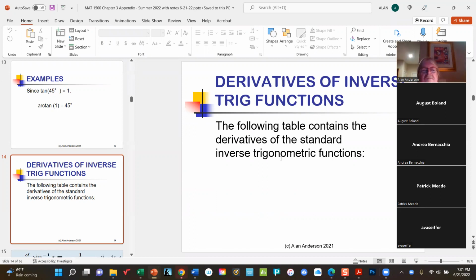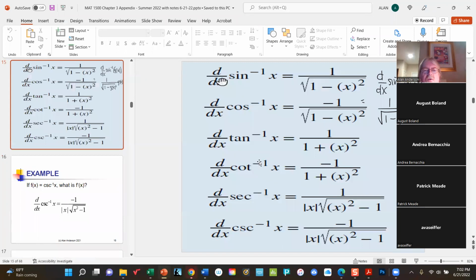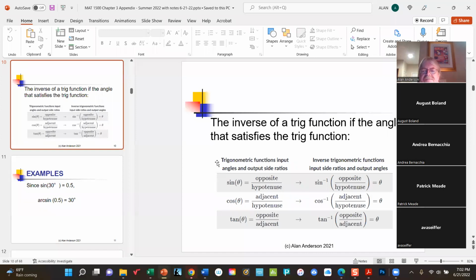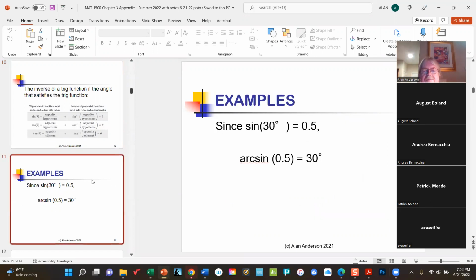So anyway, just a quick review. We were looking at how to take derivatives for the inverse trig functions. And just a quick reminder, what exactly is an inverse trig function? Essentially, if the sine of theta is, let's say, 0.5, the sine of 30 degrees is 0.5, so the arc sine of 0.5 would be 30 degrees. In other words, you're taking the same idea, but working it backwards. You're asking what angle corresponds to a sine of 0.5. That's what it really means.